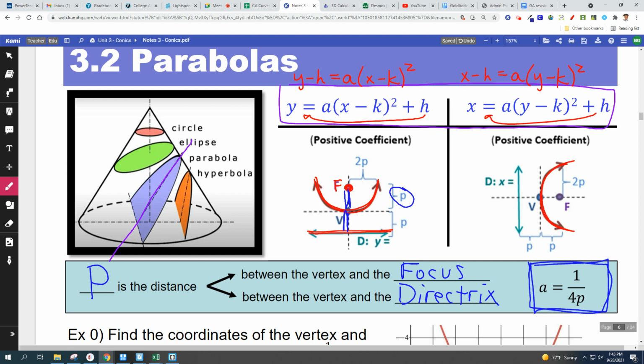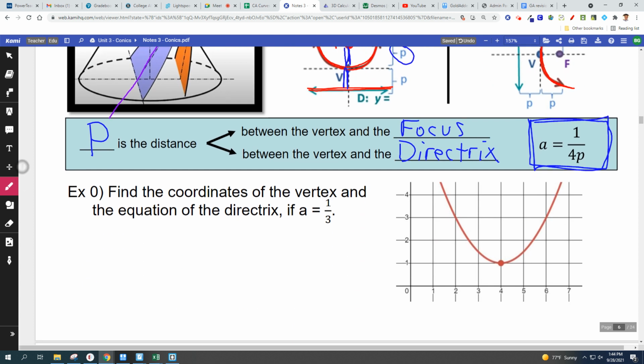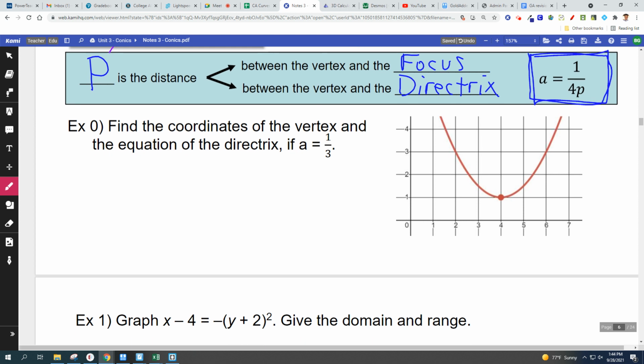So what's a? A is going to be the number that's in front of the squared term. That's going to be your a, your coefficient, just like in the quadratic formula, that first coefficient with the ax squared. It's the number in front of the x squared term, or I guess the y squared term. And what's p in that formula? Well, p is that distance that we just talked about, the distance to the focus, the distance to the directrix. So that equation is going to be important when we start talking about the focus and the directrix.